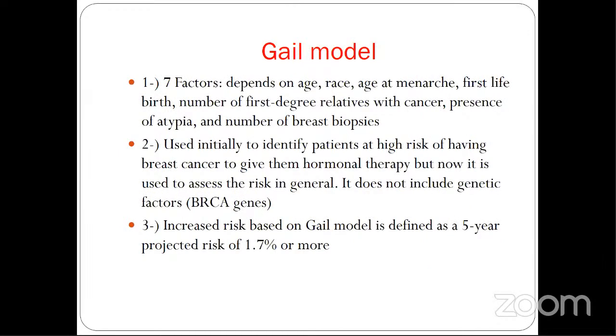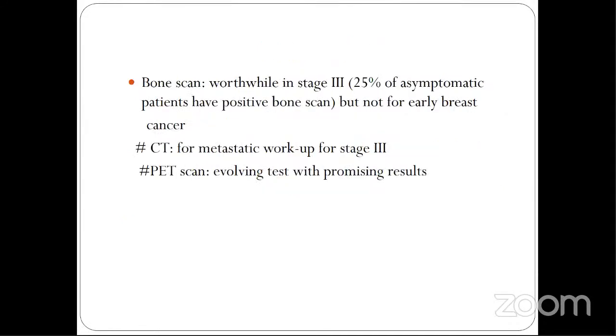The Gail model depends on 7 factors: age, race, menarche, first live birth, number of first degree relatives with cancer, presence of atypia, and number of breast biopsies. It was used initially to identify patients at high risk of having breast cancer to give them hormonal therapy, but now it's used to assess risk in general. It doesn't include genetic factors like genes. Increased risk on the Gail model is defined as a 5-year projected risk of 1.7% or more.